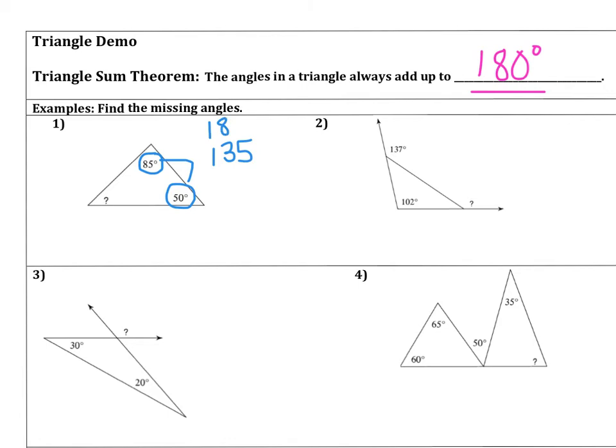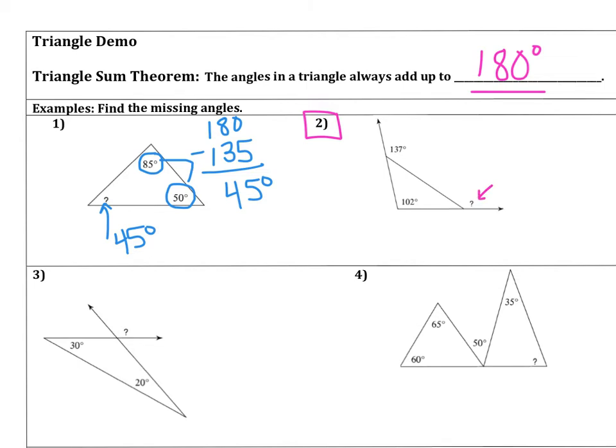So then we would say 180 minus 135 to get 45 degrees for our missing angle right there. Number 2. Here, you're asked for this angle outside the triangle.